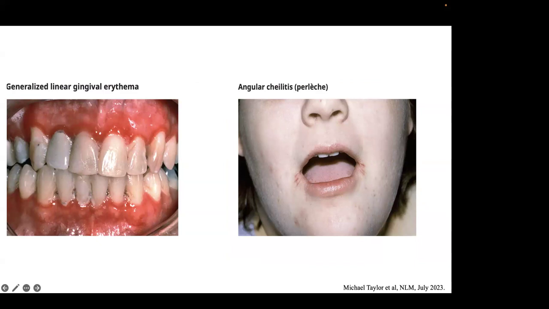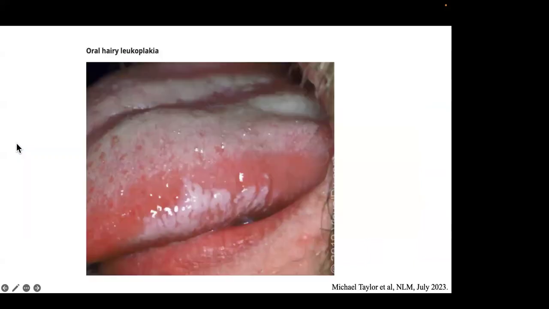inflammation. Basically, there's inflammation of the skin along with the labial mucosa, and linear gingival erythema, wherein we can see a bright red band over the gingiva.